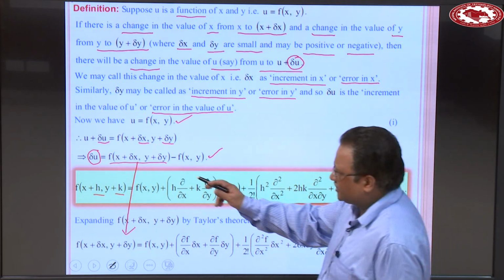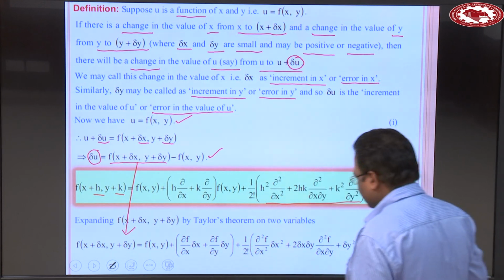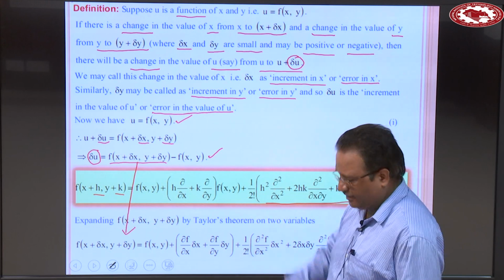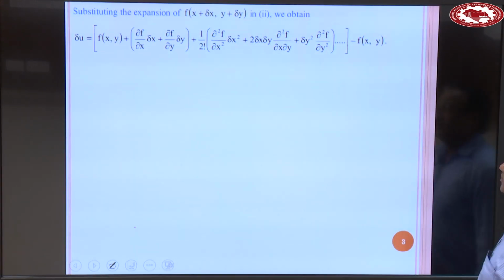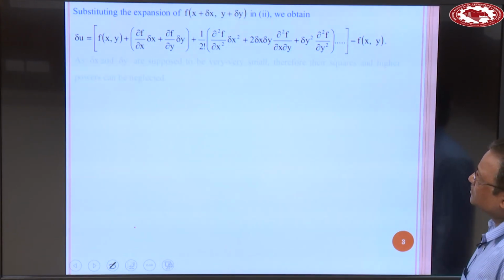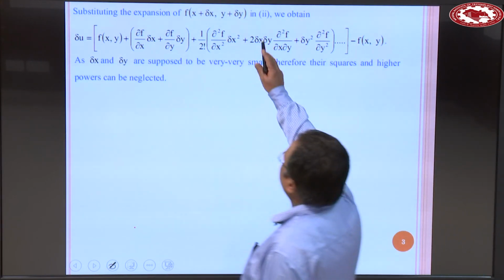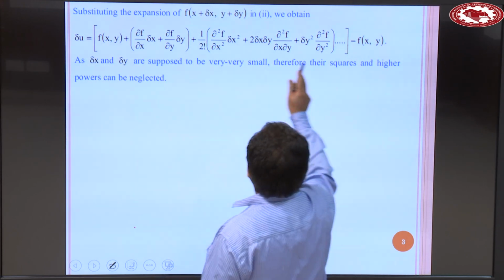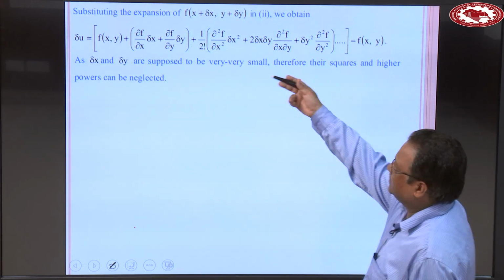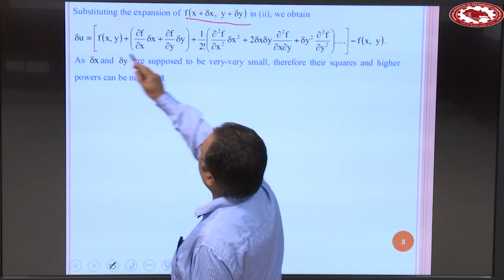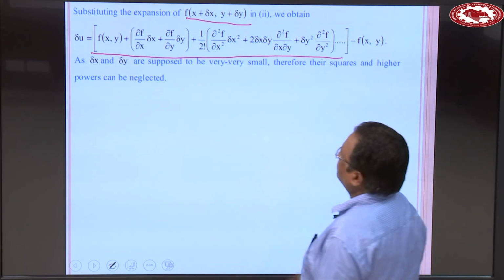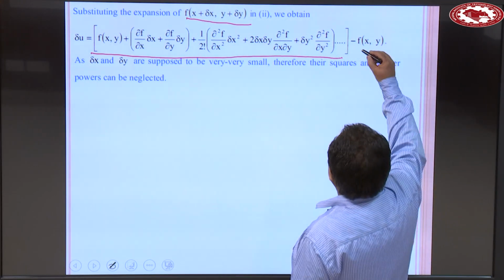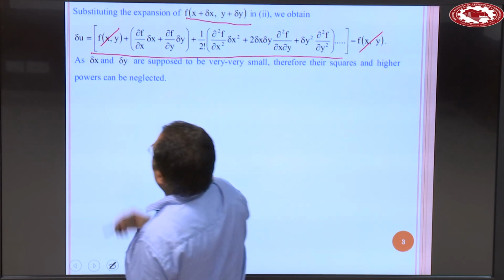So the expansion of this term is this. Clear? Now substitute this value here. Okay. So expansion is this. Okay. So substitute the expansion of this in this expression number 2. Then delta u is equal to this bracket term as it is, just expansion of this one. We have this minus f(x,y) as it is. Okay. Now this term and this term cancel.